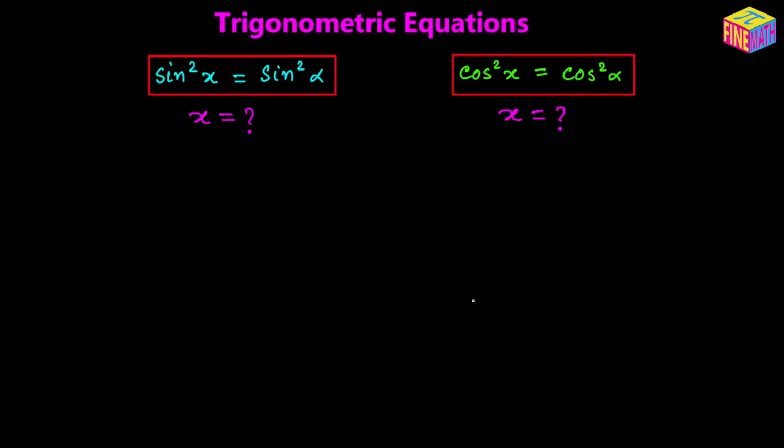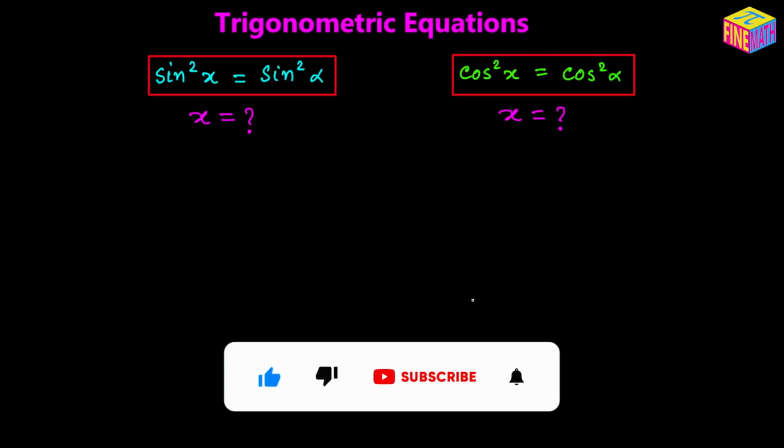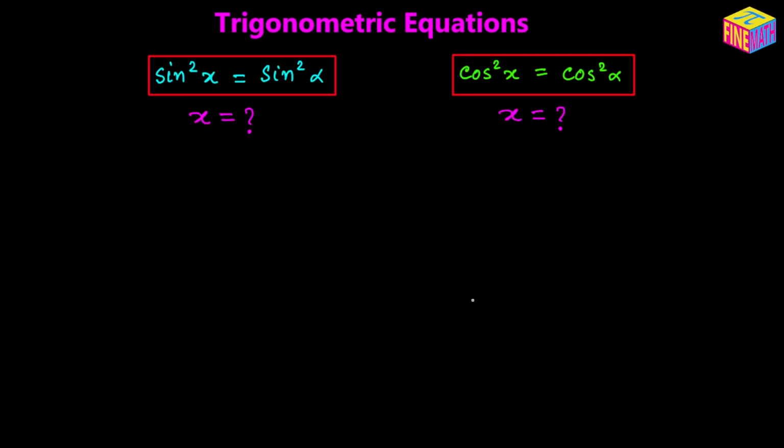Now, before we go too far, one thing we need to understand is that they are both actually the same equation. Even though the look and feel is different, we can show that they are nothing but the same equation. Now, how can we prove that? Let me first write down the equation with the sine ratio: sine squared x equals sine squared alpha.